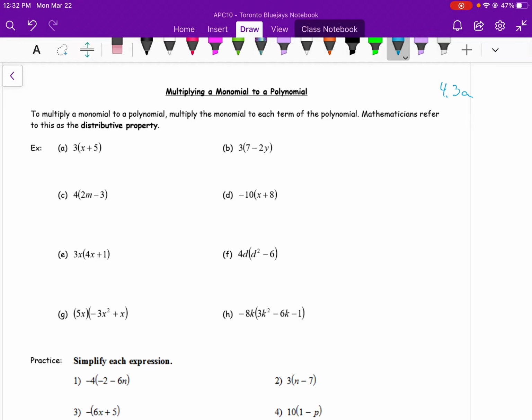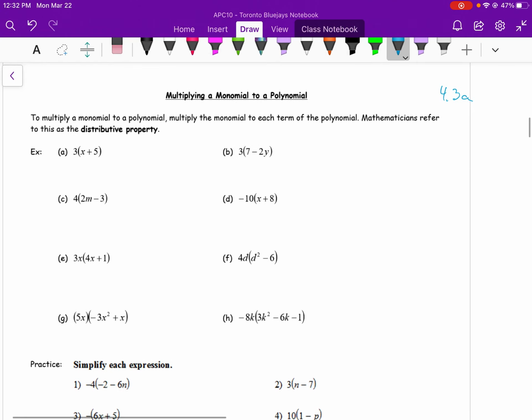All right, so we're going to be multiplying a monomial to a polynomial. Now remember, a monomial is a one-term polynomial, and a polynomial could be many terms. So to multiply a monomial to a polynomial, we multiply the monomial to each term of the polynomial. In mathematics, we refer to this as the distributive property. In other words, we distribute the multiplication to each term.